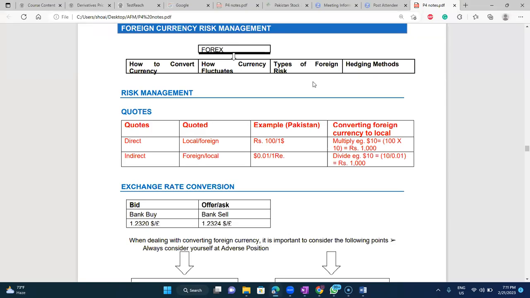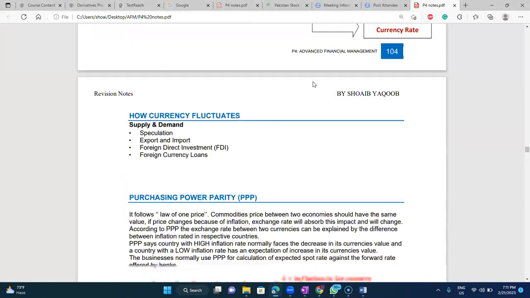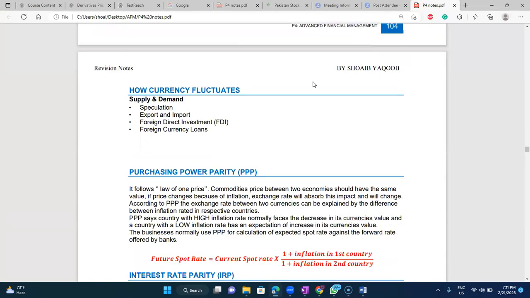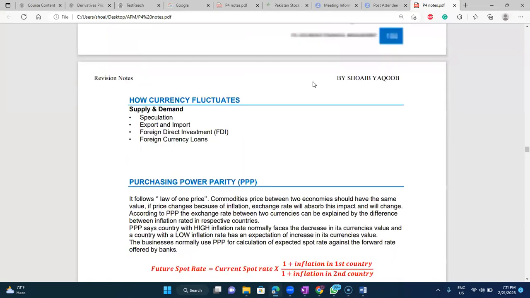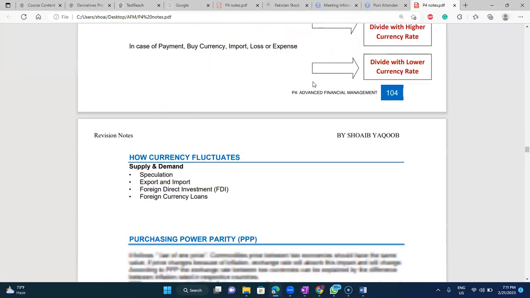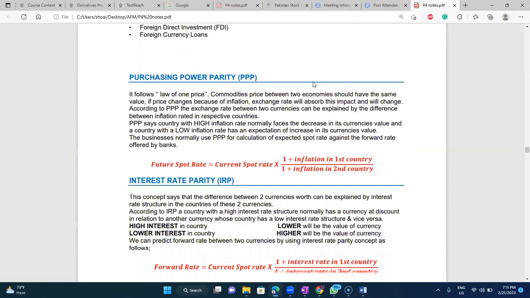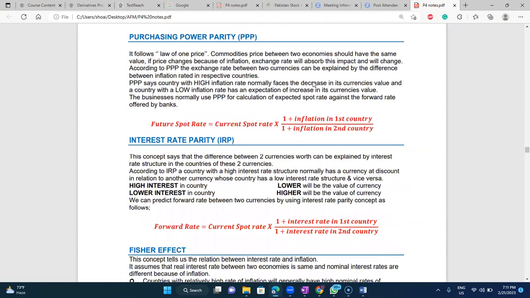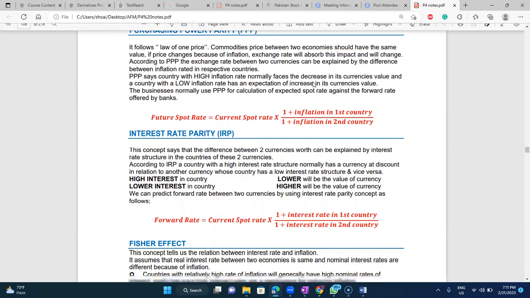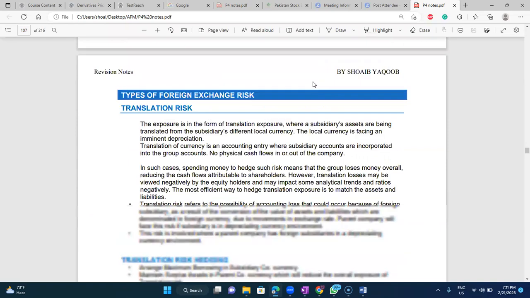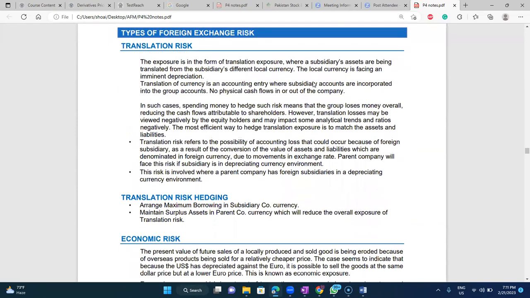Okay, let's start discussing the risk management area. In the exam, you should know how to convert the currency. What is purchasing power parity? You should know that. What is interest rate parity? Maybe in some of the questions, the examiner can straightforwardly ask you about purchasing power or interest rate parity. Otherwise, it is a topic of the previous area.